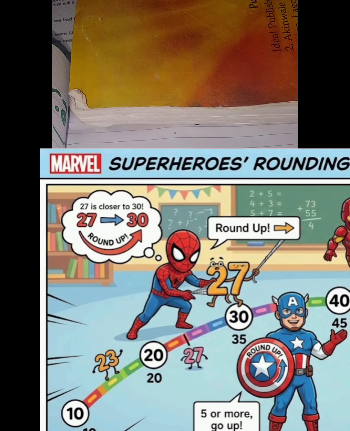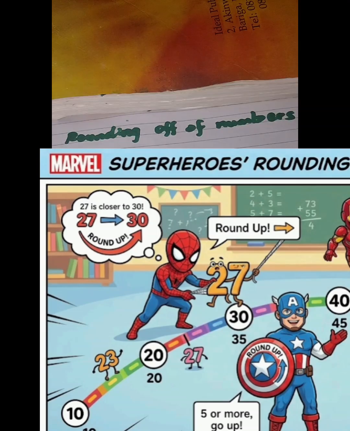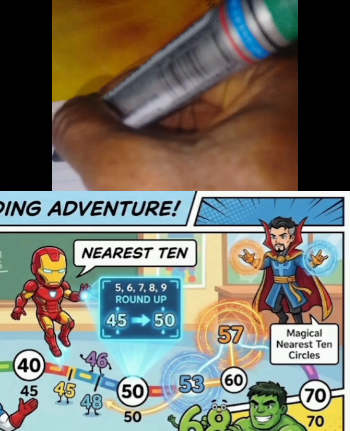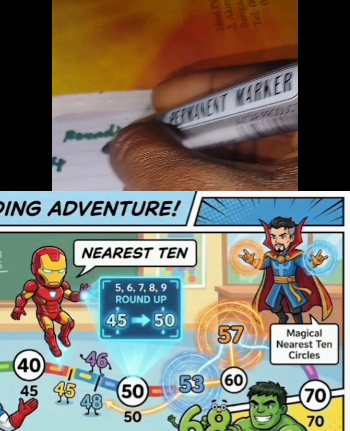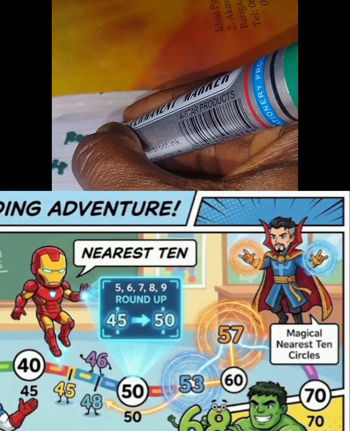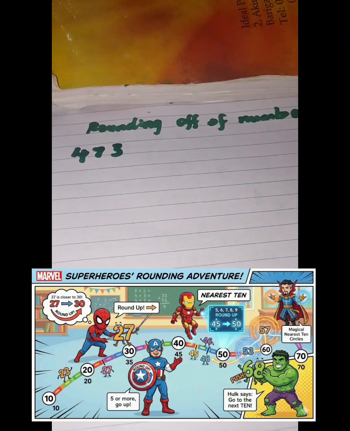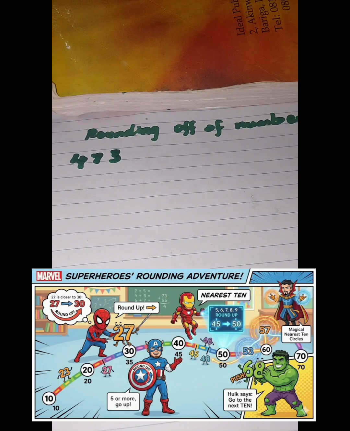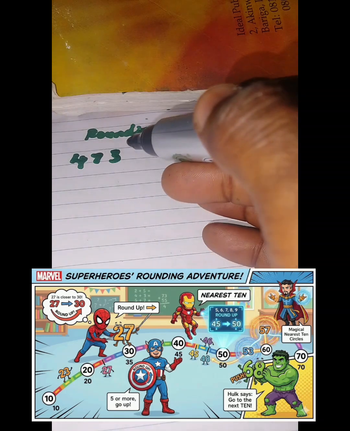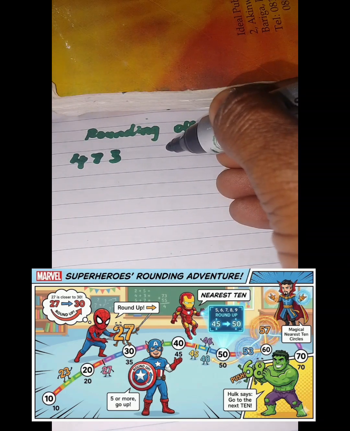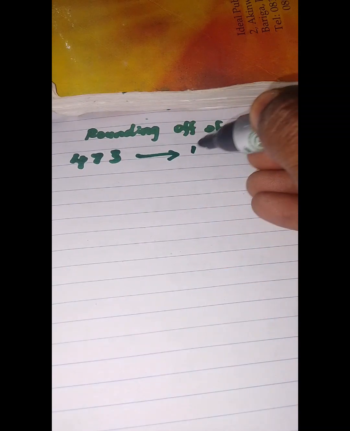You call it rounding off of numbers. So, since it's rounding off of numbers, if you have a number such as 473, the first thing you want to consider is, if you want to round off to the nearest 10.